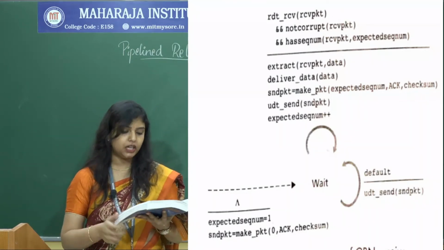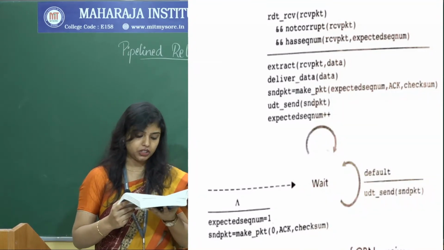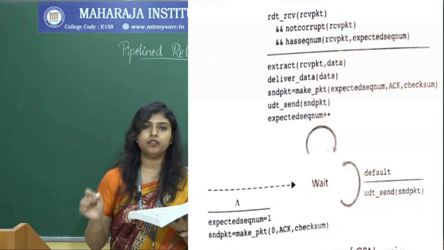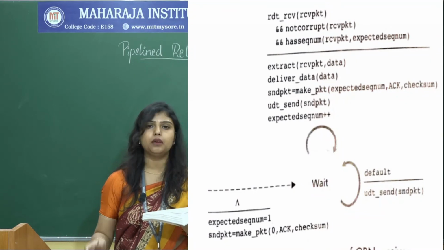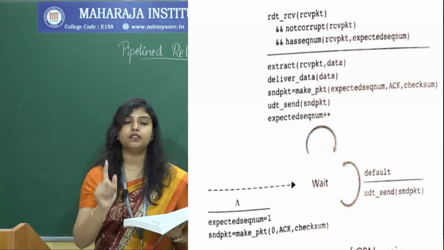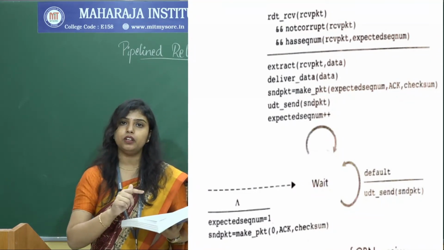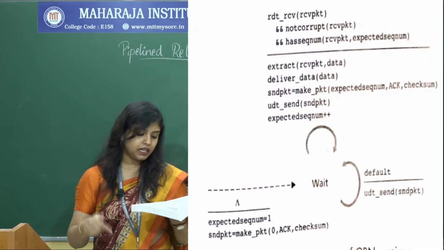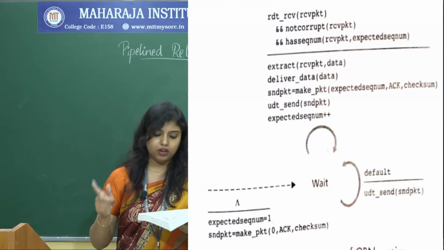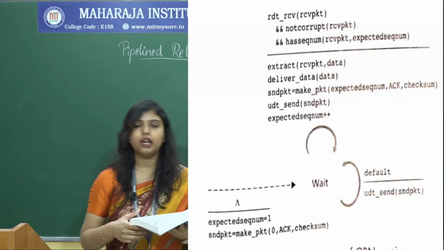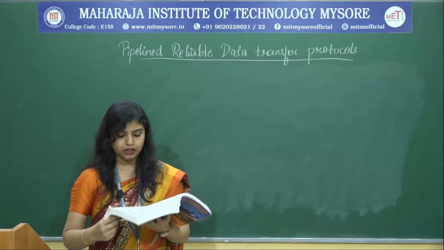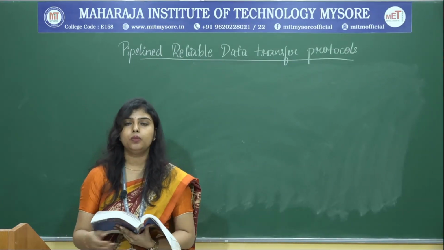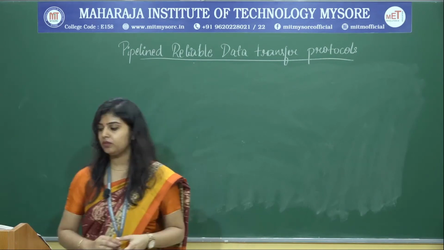What is the initial action? It sets the expected sequence number to 1 and makes a packet. Since the expected sequence number is 1, we have to send the acknowledgement of the previous packet, isn't it? That is why it makes a packet with sequence number 0 and sends the positive acknowledgement. So, with this, the Go-Back-N concept is finished.